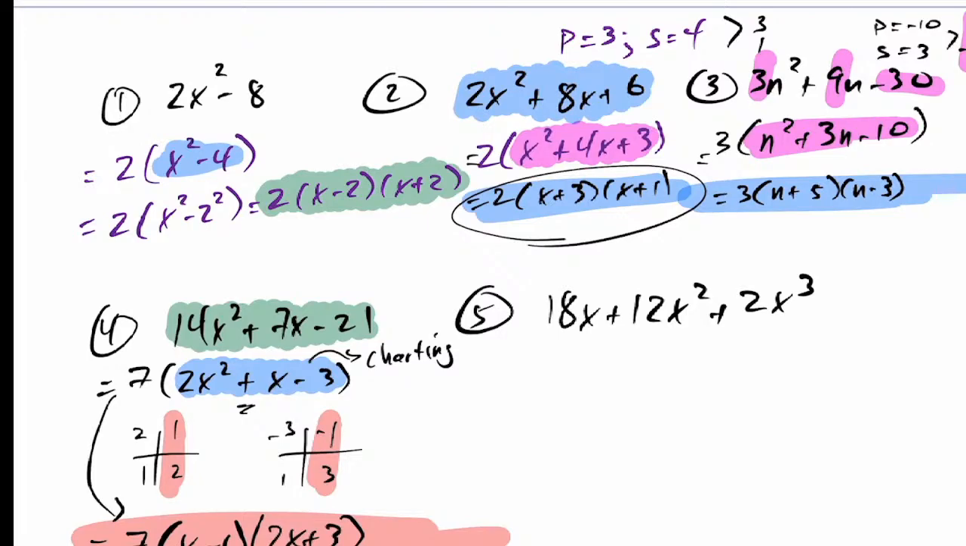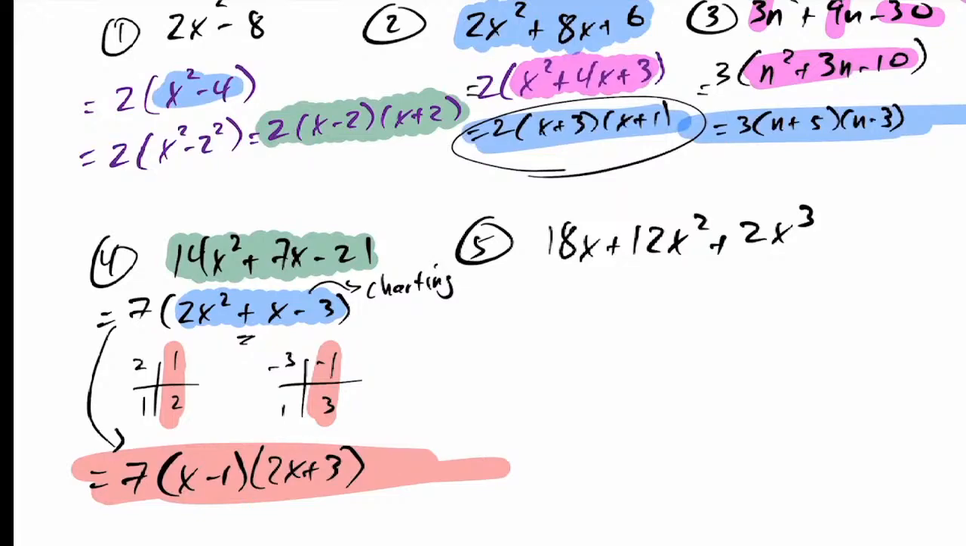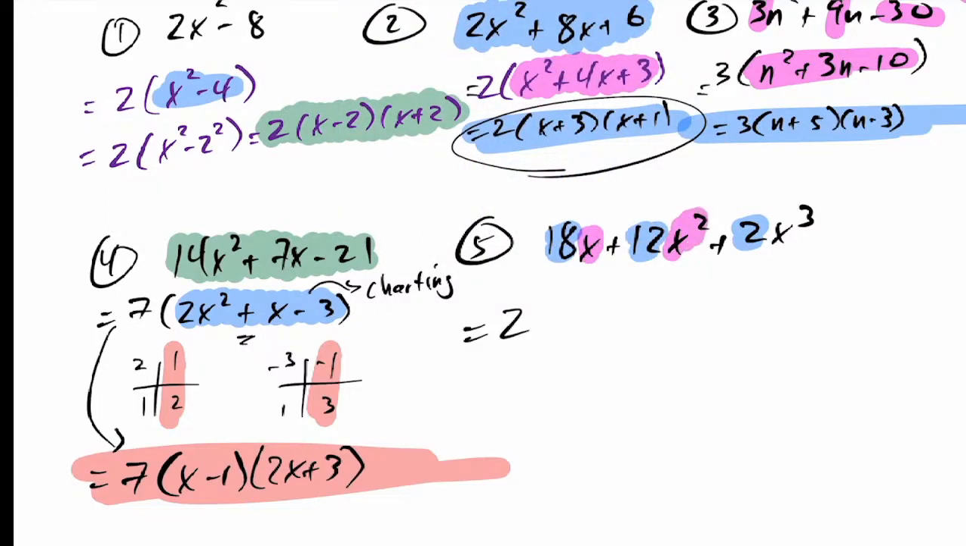If you're looking at number 5 here, again, you're looking for a GCF. So if I start off with the numbers, I look at 18, 12, and 2. The largest number I can factor out is 2. And then I'm looking at x squared and x cubed. The largest variable I can take out is x out of each one evenly. So now what am I left with? I'm left with 9 plus 6x plus x squared.